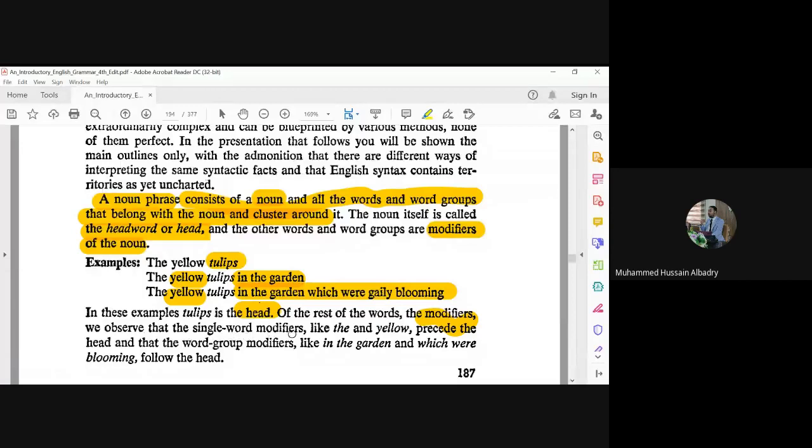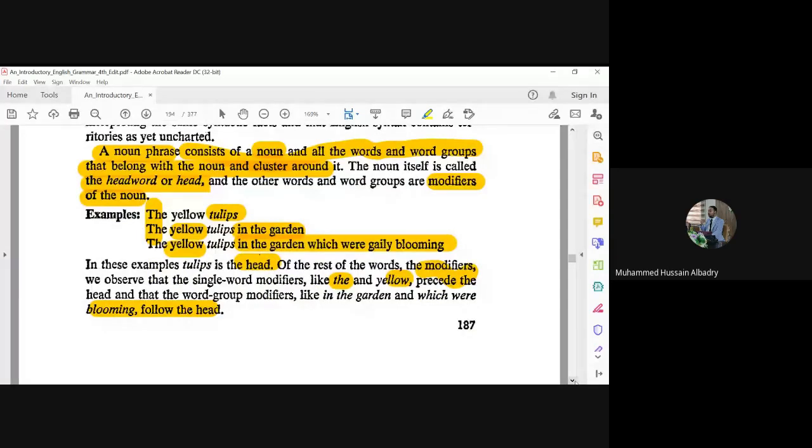We observe that the single word modifiers like the, yellow, precede the head, which is tulips, and the word group modifiers like in the garden and which were gaily blooming follow the head. You see, I hope you understand. So this is a noun phrase: from the definition, it consists of a noun and all the words that belong with the noun and cluster around it, قلنا تحوطها, like yellow. This is preceded, here followed by in the garden. Here we have the head word, which is the noun. I just explained it.